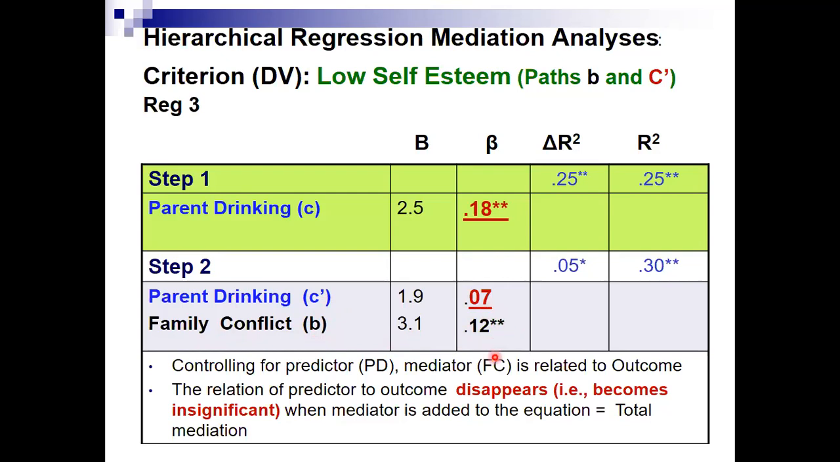Now you'll see that there are changes between the paths. So for example, the C and the C complement, the values have changed. This was significant, now it is not significant, okay? Of course, family conflict is significant. Now, what does that mean? So the relation of predictor to outcome disappears. That is, becomes insignificant when a mediator is added to the equation. That is the total mediation.